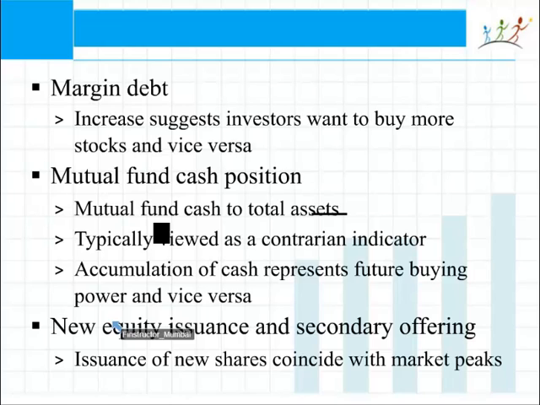It has been seen that in times of market peaks or extremely bullish sentiments, a lot of equity issuances happen in secondary offerings, whereas during market bottoms there are no IPOs or secondary offerings present.